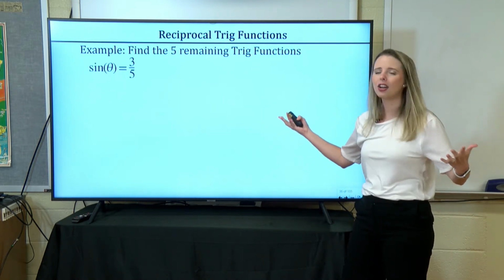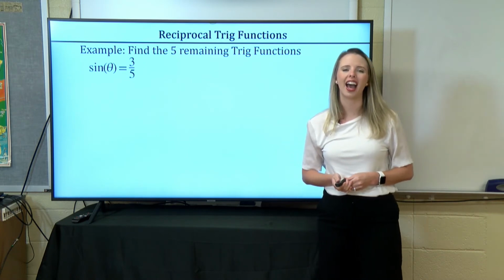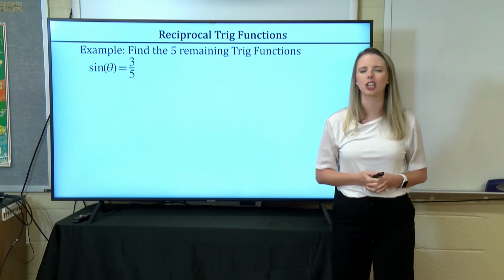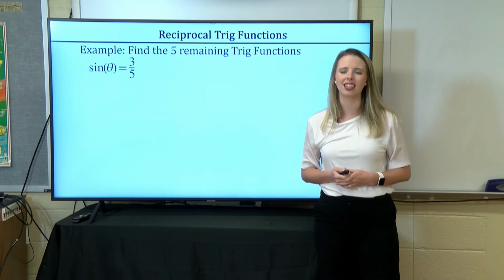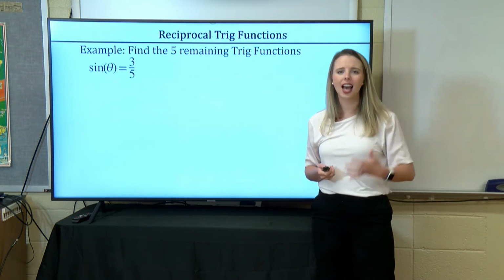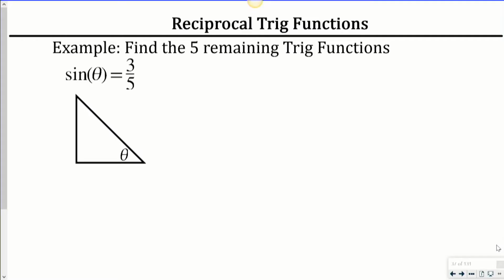So how can we use these reciprocal functions? If I told you that sine is 3/5, how can we find the 5 remaining trig functions? Well, what does sine is 3/5 tell us? We know sine is opposite over hypotenuse. So if we look at a triangle and we have this bottom angle marked, which side is opposite? Straight across is going to be 3, right? Okay, and then 5 represents our hypotenuse, which is directly across from our 90-degree angle.